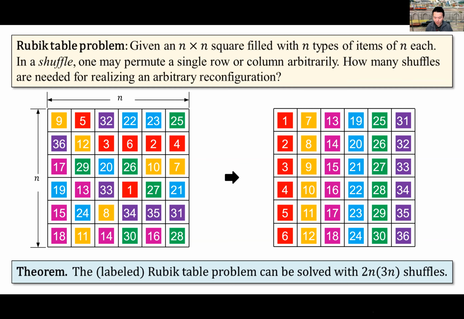Now, as it turns out, we can solve the Rubik table problem using only 2n shuffles if we do not care about the label, just only the color, and 3n shuffles if we want to sort by labels.